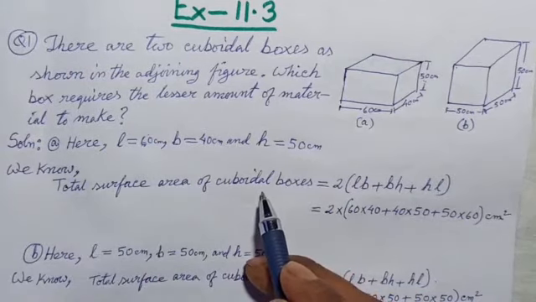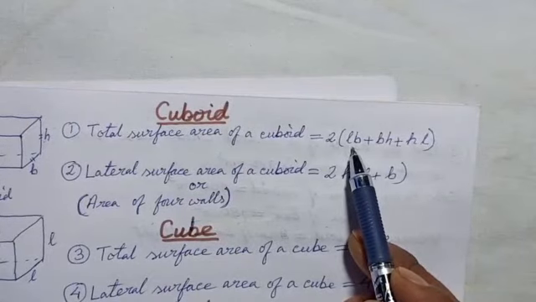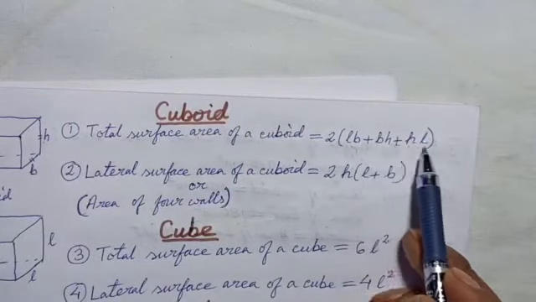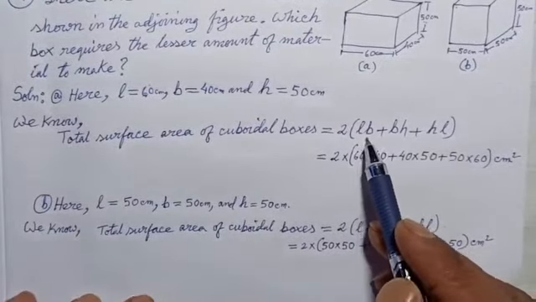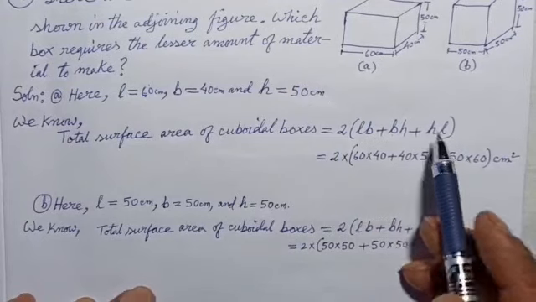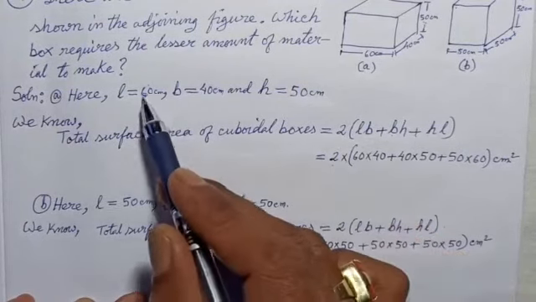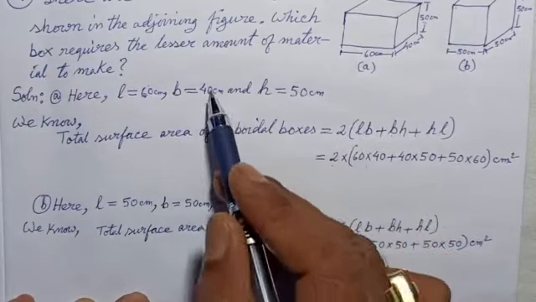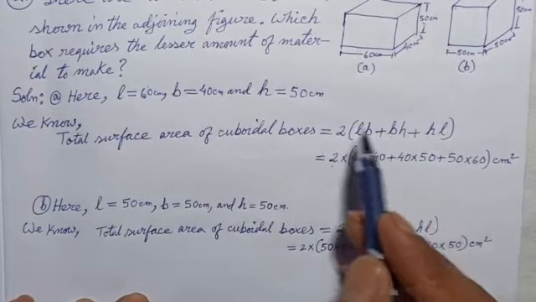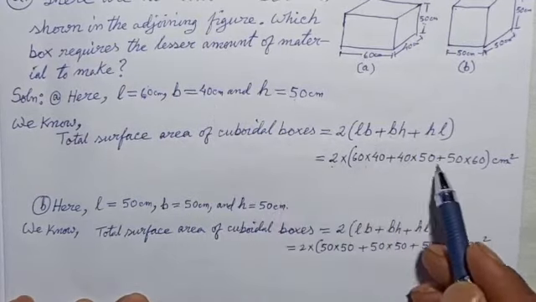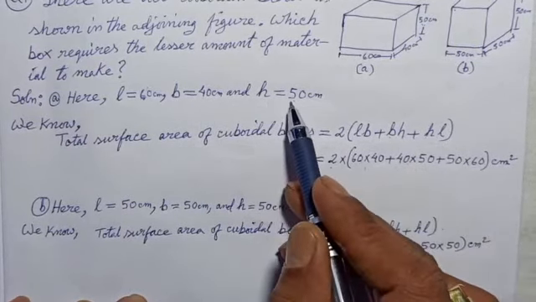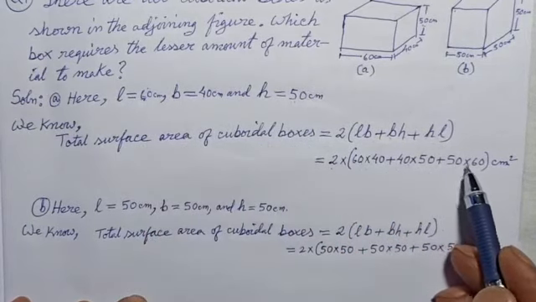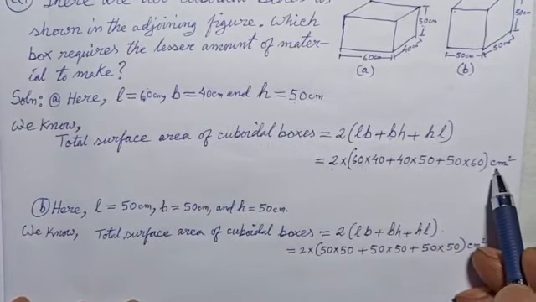For a cuboid, the formula to find the total surface area is 2 times of length into breadth plus breadth into height plus height into length. So we are using that formula: 2 times of, here length is 60 and breadth is 40, so 60 into 40 plus breadth into height. Breadth is 40, height is 50, so 40 into 50 plus height into length. Height is 50 and length is 60, so 50 into 60, and the unit must be centimeter square.